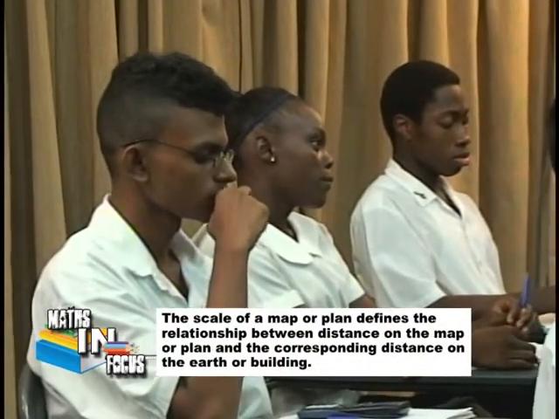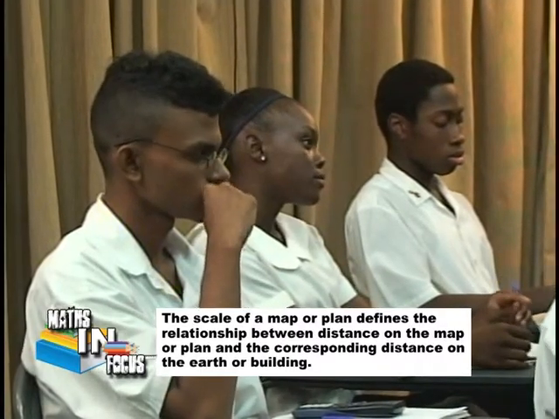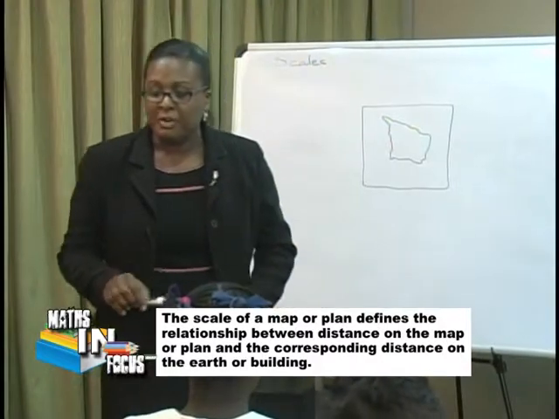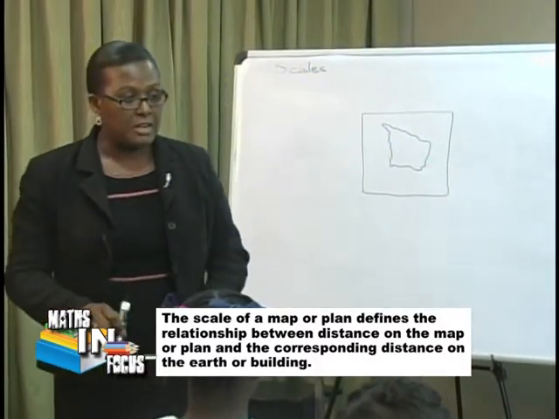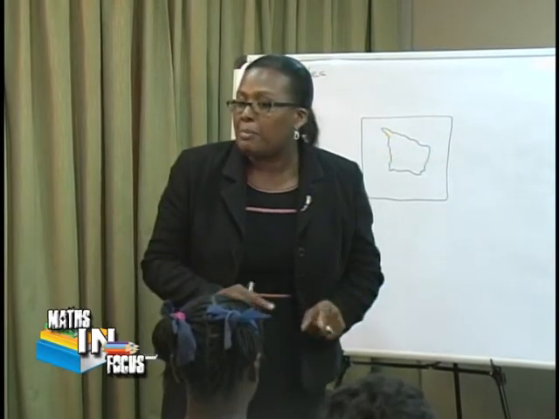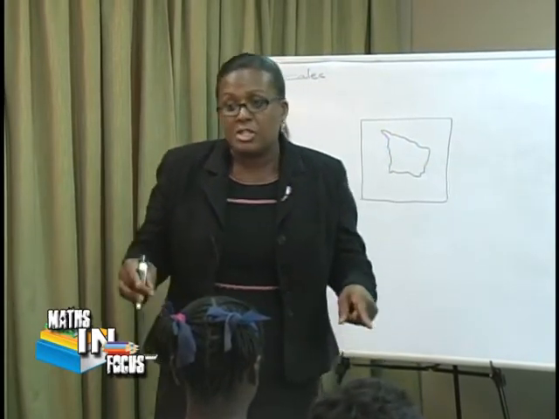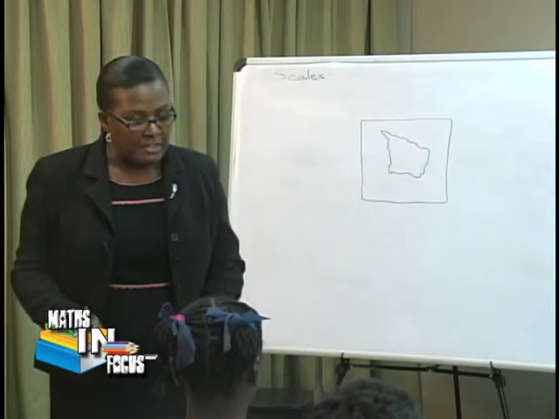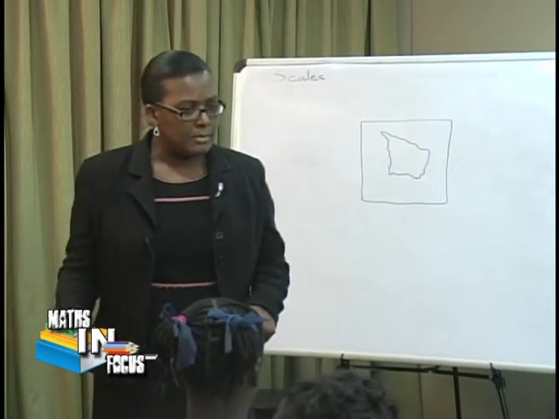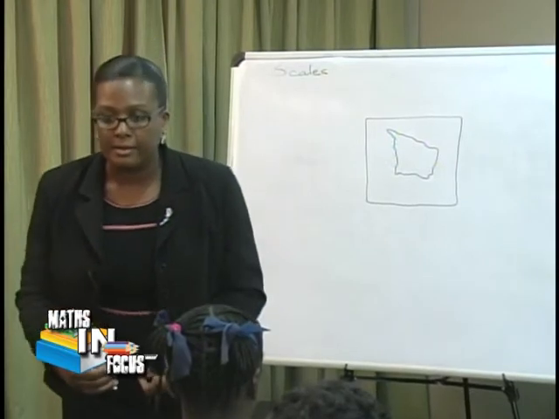Now, the distances on the map are going to be far different from the distances on the ground, or the distance on the plan. Maybe 1 centimeter on the plan represents 10 meters on the ground. So every time I see 1 centimeter, I know that's 10 meters on the home. That's something you need to understand.